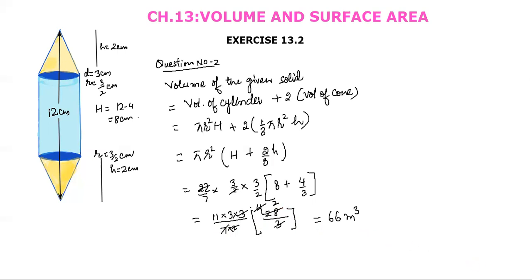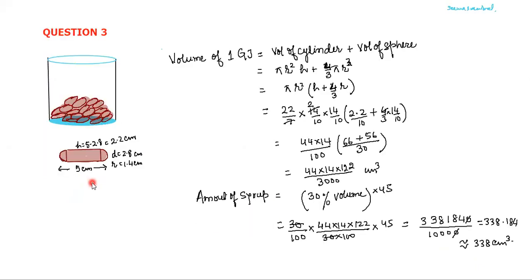Now children, let's do the next question. In this next question, you are given gulab jamun. You have to find out the syrup in the gulab jamun. So these are the gulab jamuns kept in a beaker. These are 45 in number. 45 gulab jamuns are there, and you know there is syrup filled in them. So he wants us to find out the volume of the syrup contained in them.